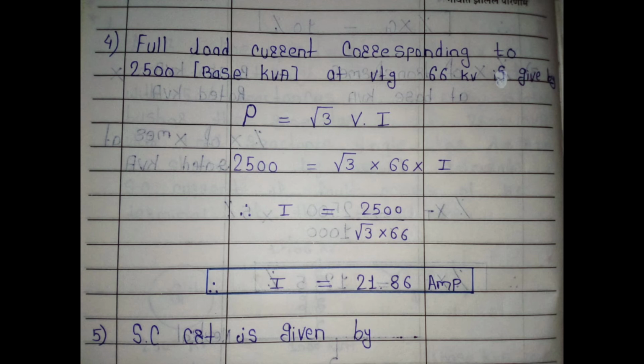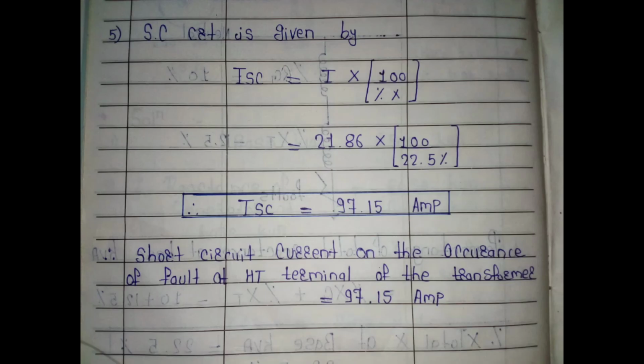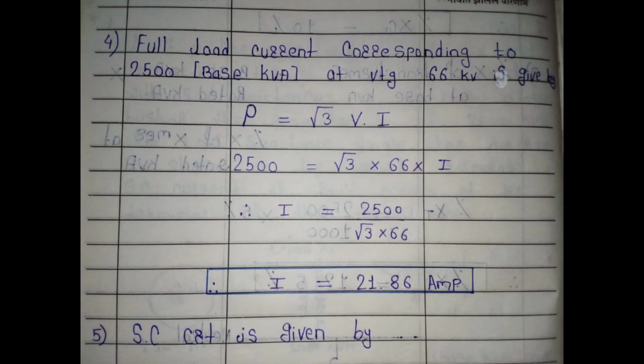The formula for short circuit current is I short circuit is equal to full load current multiplied by, in bracket, 100 upon percentage reactance. Here the percentage reactance is the total percentage reactance of generator and transformer. So first of all we calculate the full load current. There are two methods to calculate it. The first method is the full load current corresponding to 2500 base kVA at voltage 66 kV, where power is equal to root 3 VI.